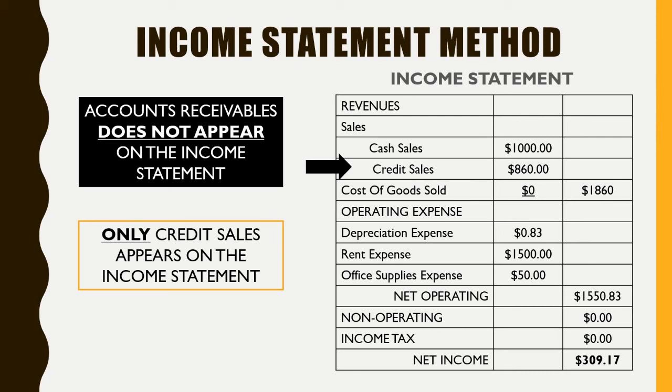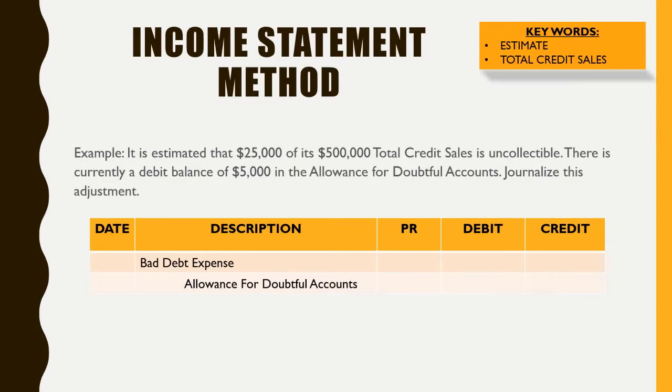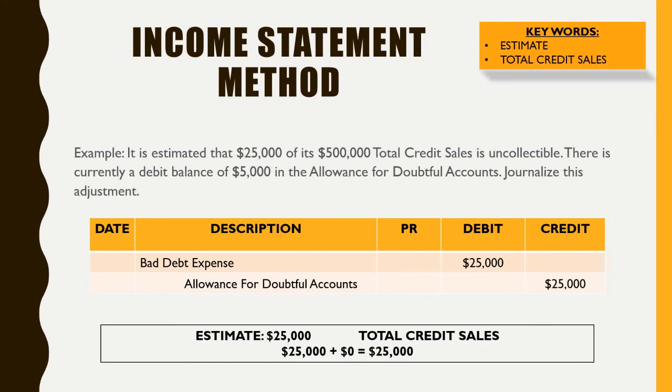And because you see total credit sales, that's the word you're going to be looking for. So in this case, like I mentioned before, if it's estimated at $25,000 of its $500,000 total credit sales, that should trigger you to use the income statement method. The income statement method is by far the easiest because all you have to do is look at the estimated amount. In this case, my estimated number is $25,000. That's exactly what it's going to be.